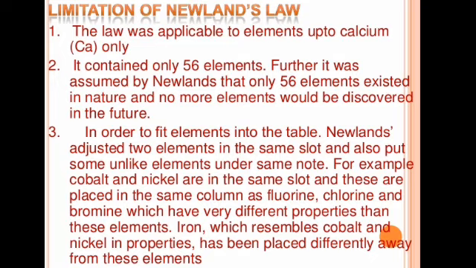And third, in order to fit the elements into the table, Newland adjusted 2 elements in the same slot and also put some unlike elements under the same note. For example, cobalt and nickel are in the same slot, and these are placed in the same column as fluorine, chlorine and bromine, which have very different properties than these elements. Iron, which resembles cobalt and nickel in property, had been placed differently, away from these elements.